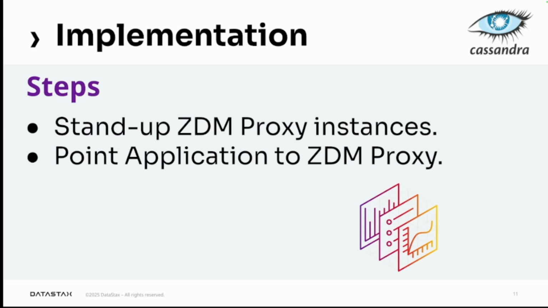Then what we do is we stand up each of the individual ZDM proxy instances. And once we've done that, we can go ahead and point the application to the ZDM proxy. The idea here is that you'll have multiple instances, they'll have multiple IPs, and you would just take those IPs and fill them out in your application like any other Cassandra contact point list. And it would go ahead and find those proxies, and then of course it's going to be able to get to both the Cassandra database and the target Astra database.